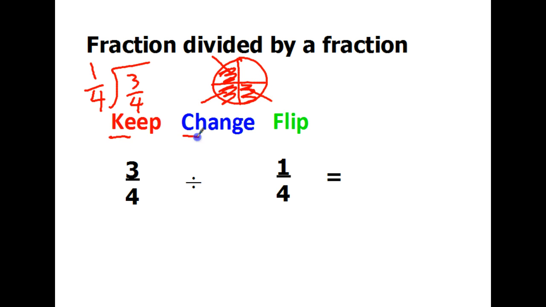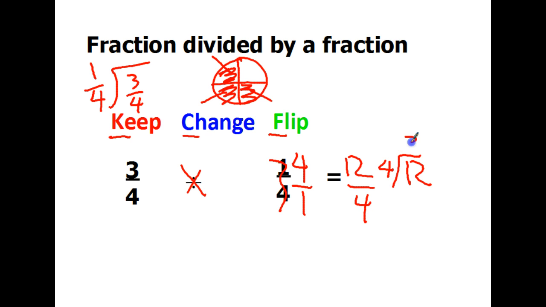Let's try it out doing the keep, change, flip method. So I'm going to keep the 3/4, change the sign, flip the 1/4 over to 4 over 1. Top times top, 3 times 4 is 12. 4 times 1 equals 4. Divide it. 12 divided by 4 goes 3 times. No remainder. So my answer just equals 3, just like what we got when we were doing the picture. And it kind of makes sense to you. You're saying how many quarters are there in 3/4? Well, there's only 3 of them.